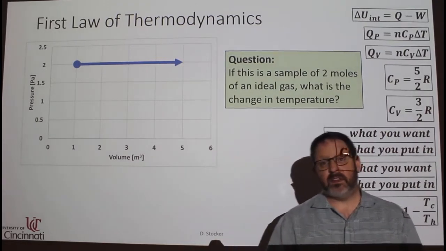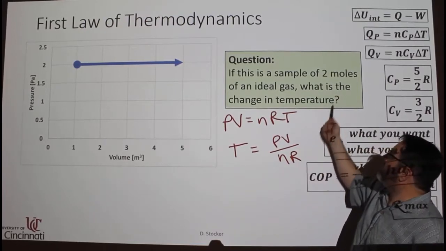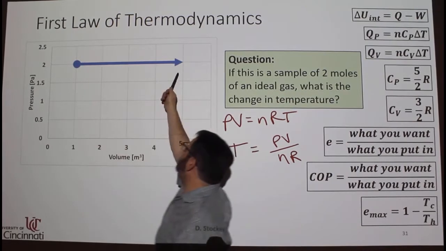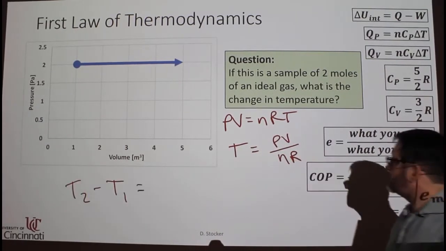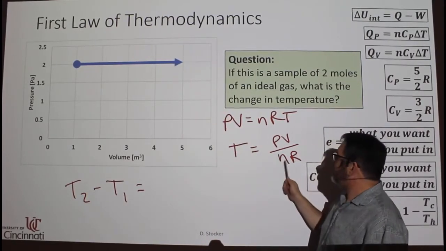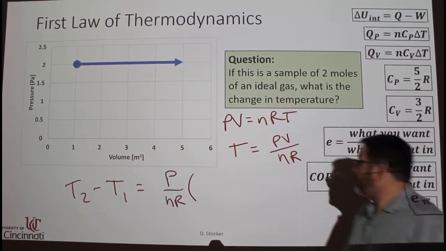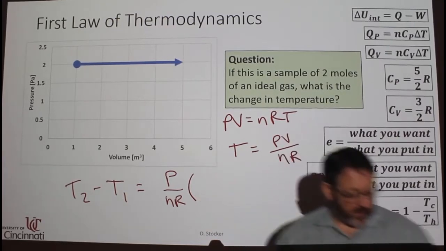Well, we know PV equals nRT. So T is PV over nR. We're looking for the change in temperature. So if we call this position 1 and this position 2, we're looking for T2 minus T1. And notice that P is constant, n is constant, R is also constant, so we can pull those out. And then we're just left with the V's, so V2 minus V1.